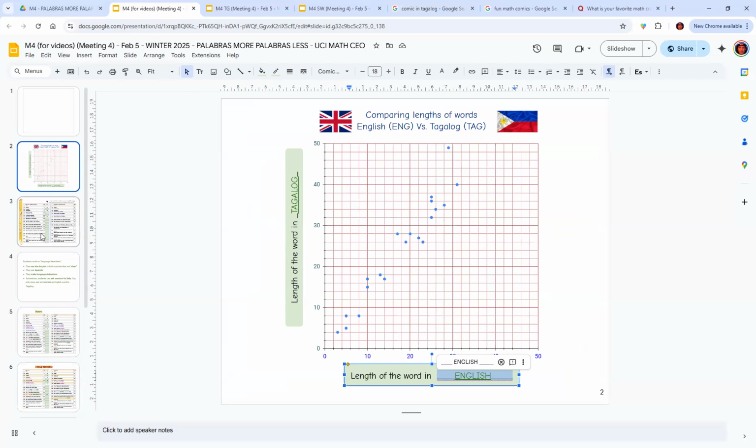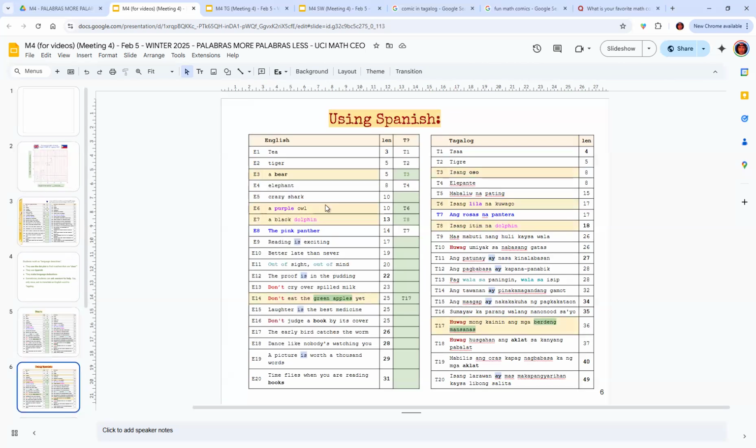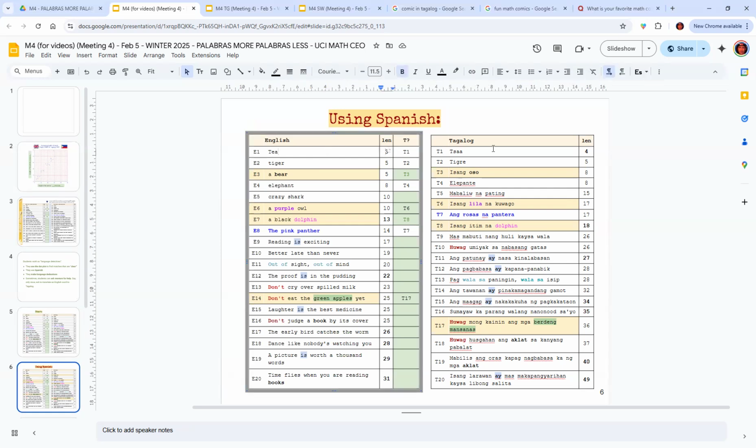So 3, 4. They should know that a bear has to transform to the matching word, even not knowing Spanish. So here we did it because of Spanish, but even if they don't know Spanish, they should do that. Oh, sorry, no, I was talking about T. Sorry, the 3, 4. Let's keep looking.